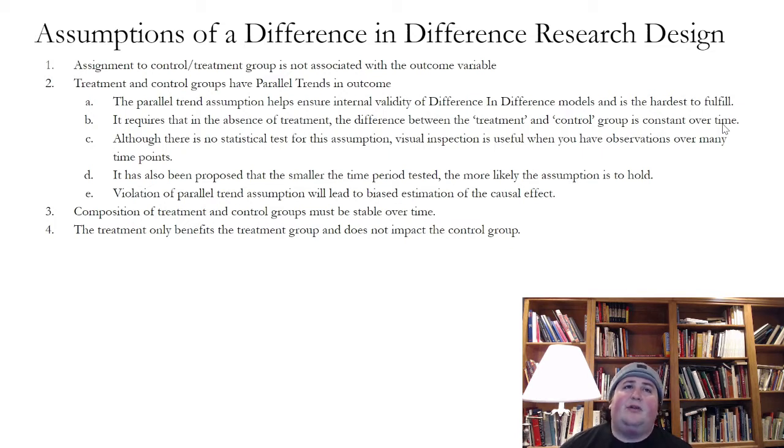Second thing is the treatment and control groups have parallel trends in outcome. And so what does this mean? It means that going back to the state, whatever would have happened in the treatment state would also have happened in the control state. So they were on the same path, they were moving in the same direction, and really the only thing that changed was this one law. Or the only thing that would affect the outcome is this one law.